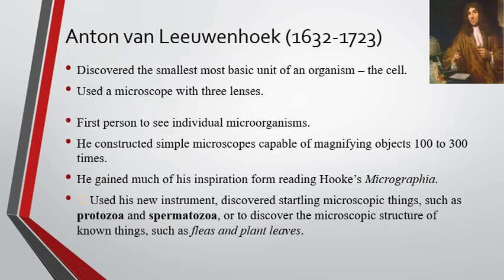So now the next era belongs to Anton van Leeuwenhoek, who lived from 1632 to 1723. In the same century, Englishman Robert Hooke was acknowledged as having discovered the smallest basic unit of an organism, the cell, as we discussed earlier. Anton van Leeuwenhoek was also recognized as the first person to use a microscope with 3 lenses, the configuration used in today's microscopes.